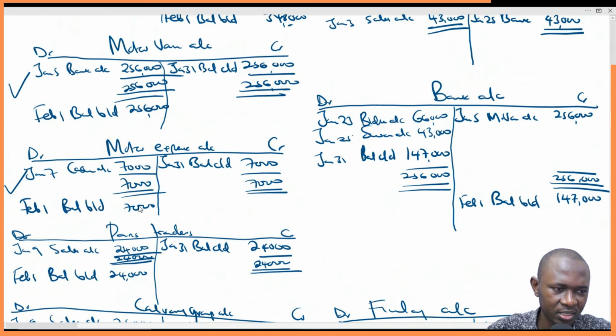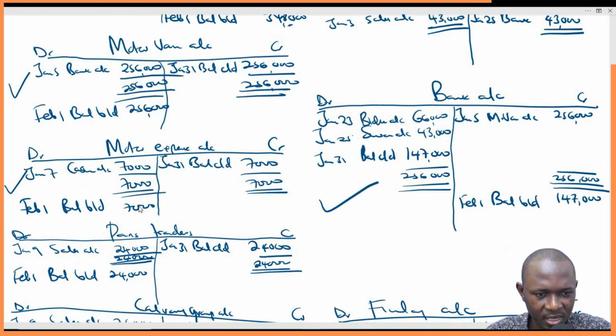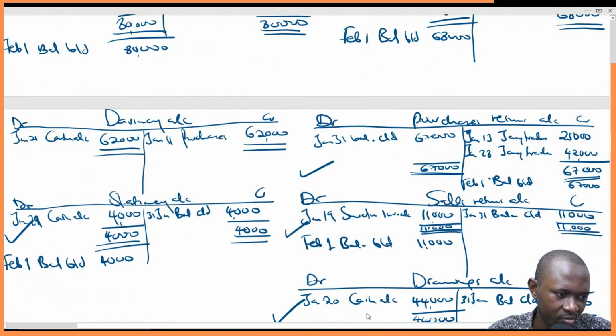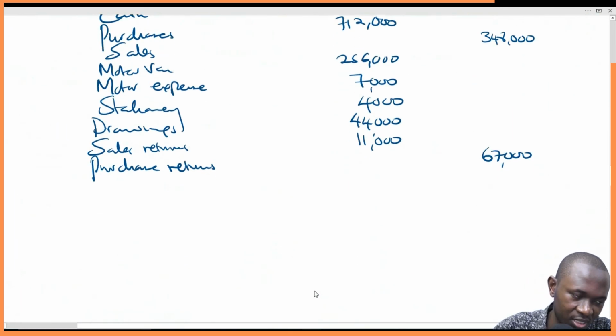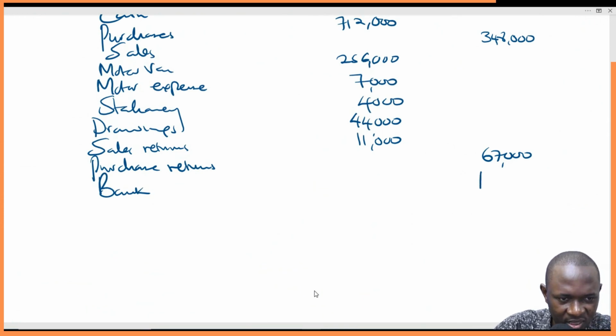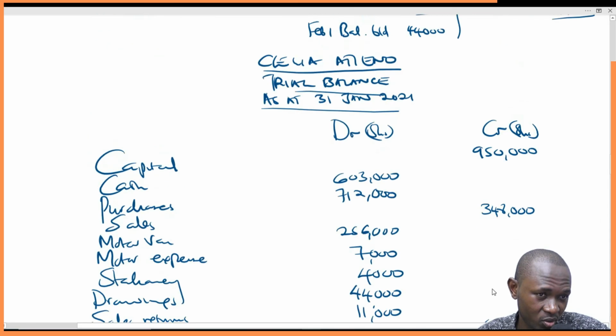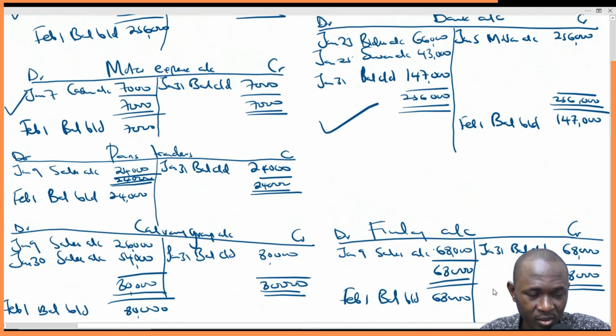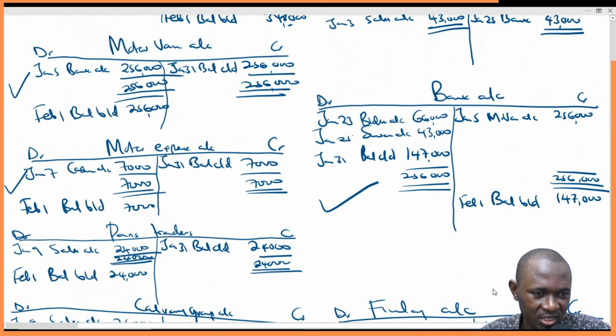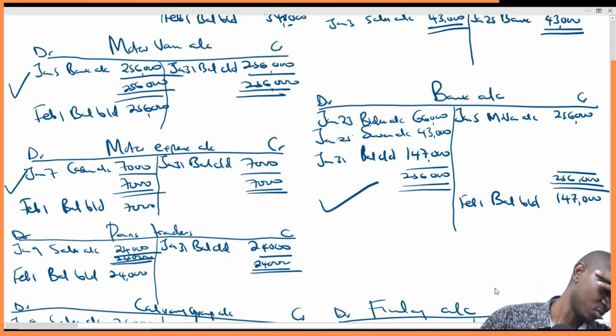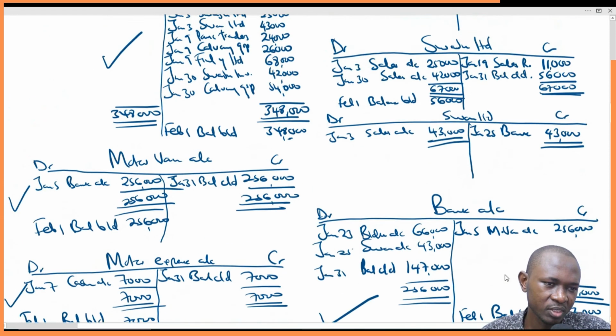Bank, this is a straightforward case. So bank 147,000 on the credit side, and that means that this is an overdraft. Generally bank is supposed to be on the asset side, but in this case it means we spent more than we had in the bank. It's okay.